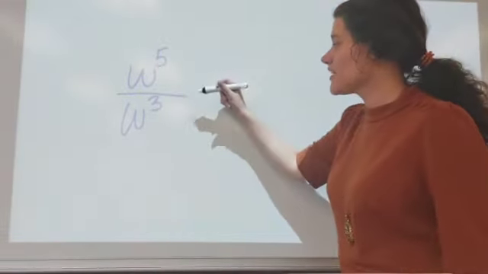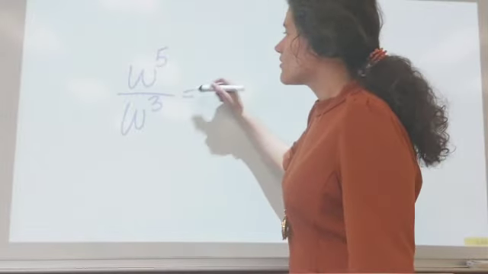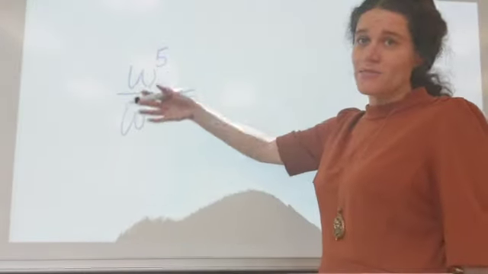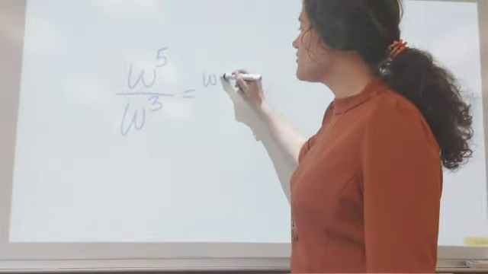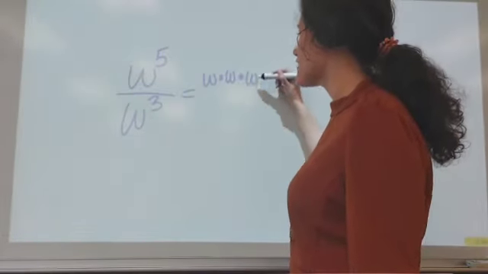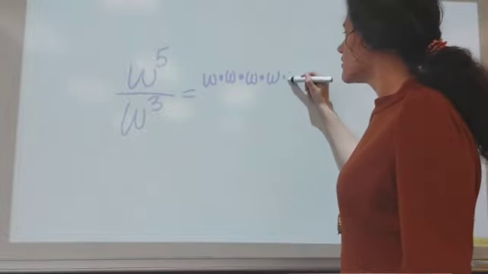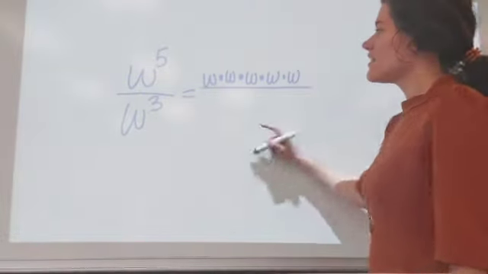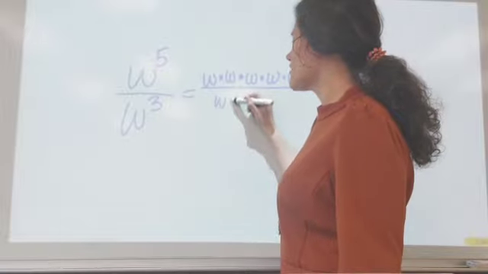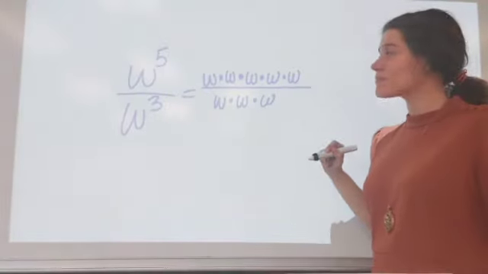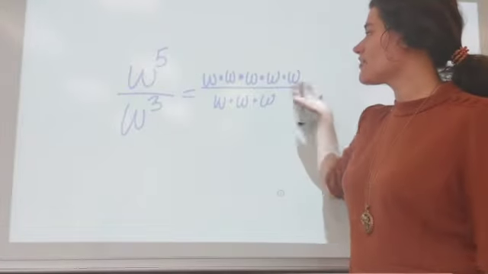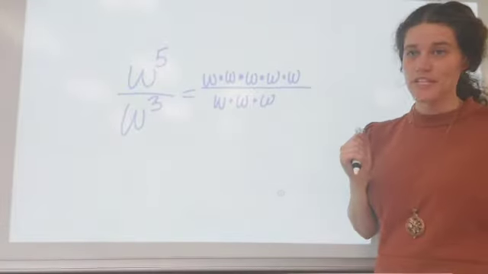So I'm looking at the exponent telling me how many times to multiply. So it's w times w 5 times. And then this one is w times w 3 times. So I've got 5 w's divided by 3 w's.